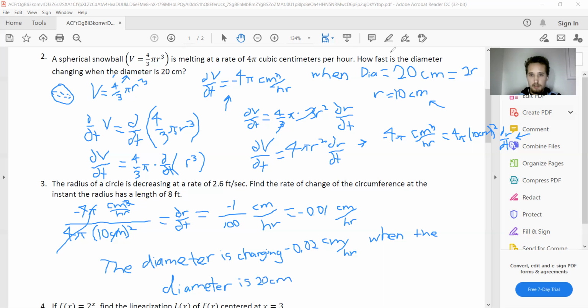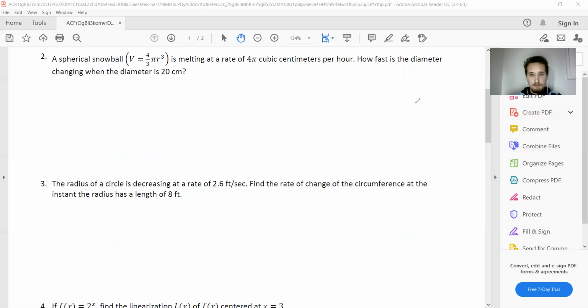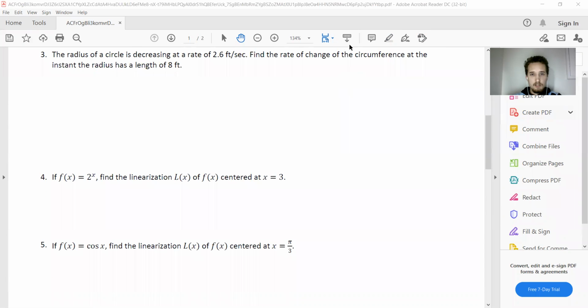Okay, so on to the last one. This is the last one. This is actually the easiest one. So the radius of a circle is decreasing at a rate of 2.6 feet per second. Find the rate of change of the circumference at the instant the radius is a length of 8 feet. Okay, so let me do my best impression of drawing a circle, right? There's the radius.